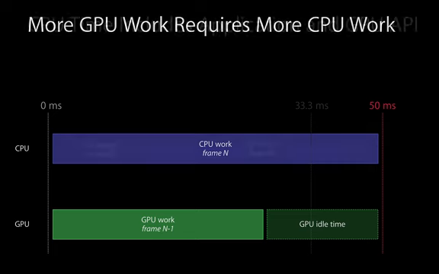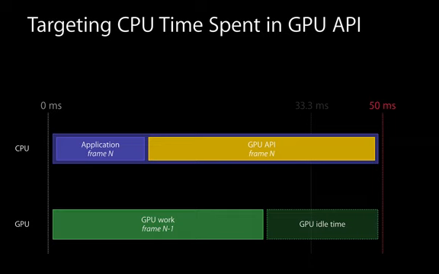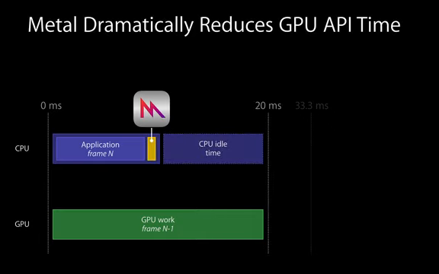So to understand what's happening here, it's helpful to realize that the CPU workload is actually split into two parts. You have the application's workload, what you guys are providing, and then you have all of the implementation work for the GPU API itself. So whenever you make a GPU programming call, we're going to have to translate that in the way I described earlier. Well, it's this GPU programming API time on the CPU that we're focused on with Metal. And Metal dramatically reduces this time down to a bare minimum.